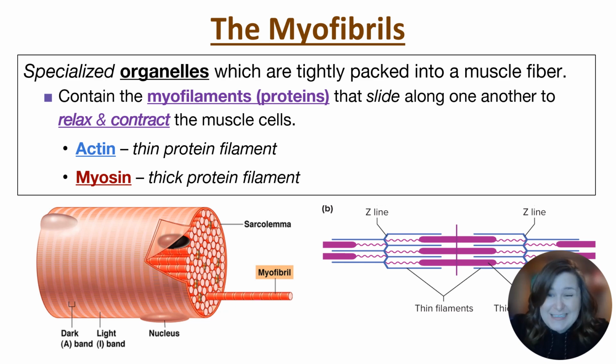They're going to be tightly packed into a muscle fiber, and the proteins that they contain slide along one another to relax and contract the muscle cells. We refer to actin as the thin protein filament and myosin as the thick protein filament. The reason we call them thick and thin has to do with the banding. So if you look at these striated bands, you will notice that the dark bands are a lot wider than the light bands. So when we're talking about the light banding that is thinner, we're talking about actin, and when we're looking at those dark bands, we're looking at myosin.